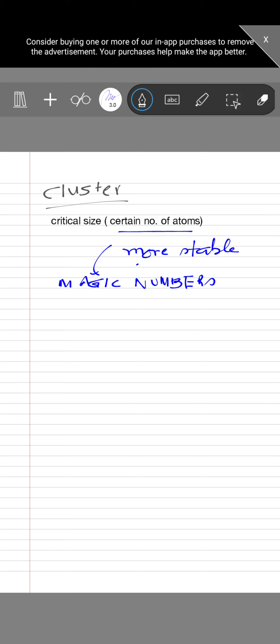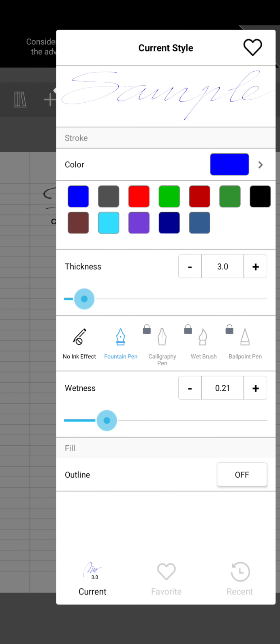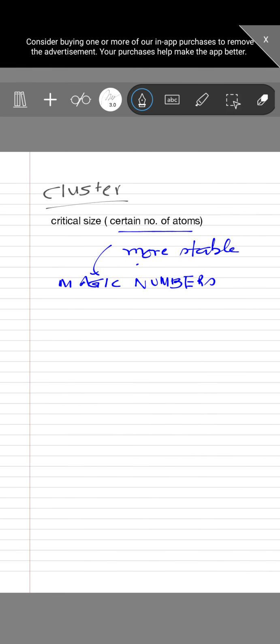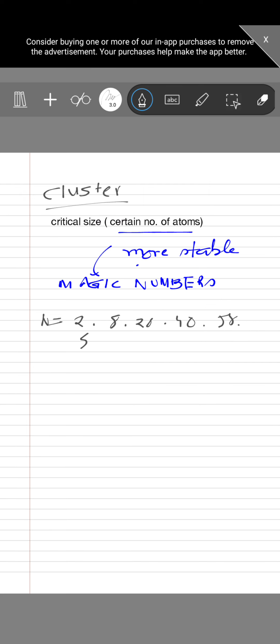Now, this magic number was initially observed in the case of gaseous systems, in alkali metals, and also in thin films. The magic numbers, if we write them, can be 2, 8, 20, 40, 58, and lastly 92.